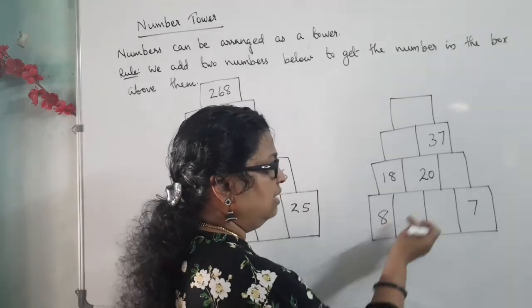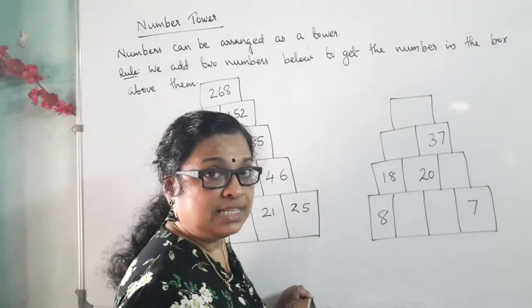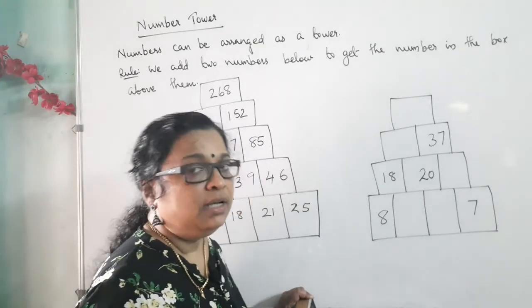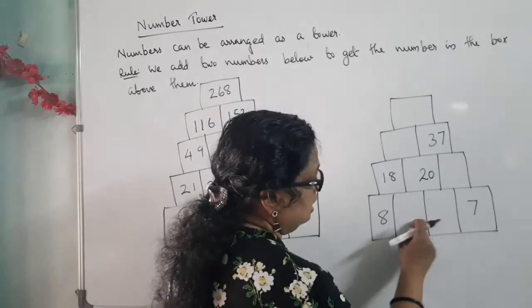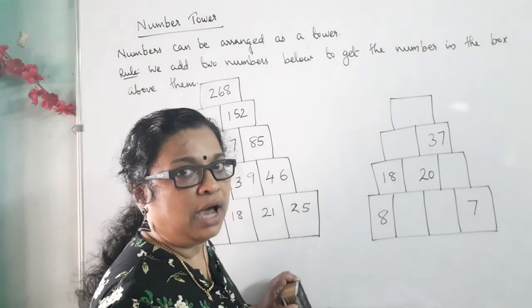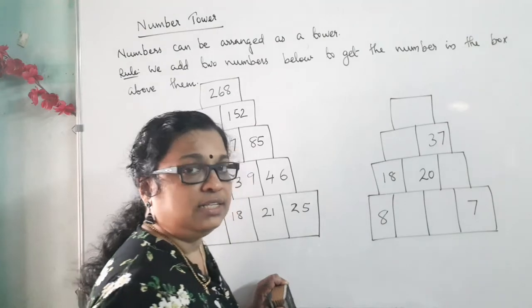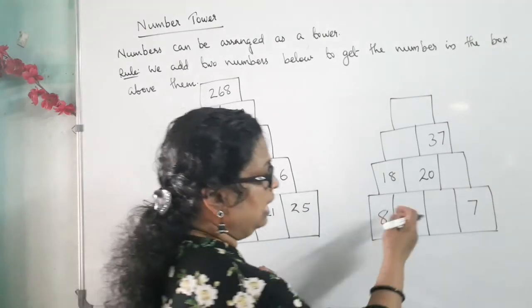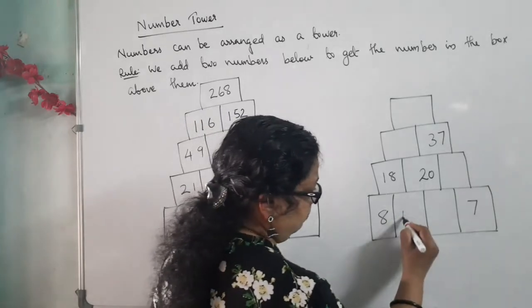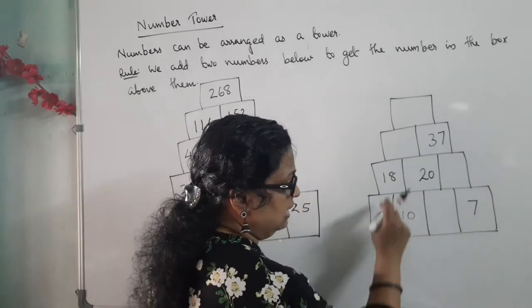Two numbers adding, we get the sum. We know that when the sum is given and one number is given, we can find the other number by subtracting. In these two columns the sum is 18. So 8 plus something gives 18. The other number we can find: 18 minus 8, that is 10. Check: 10 plus 8 is 18.